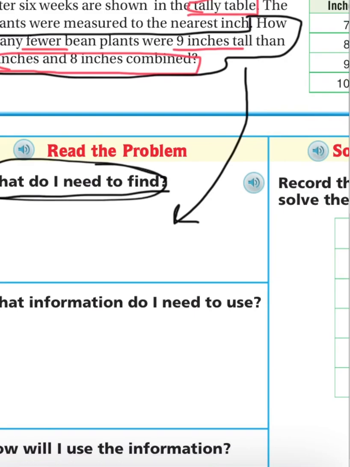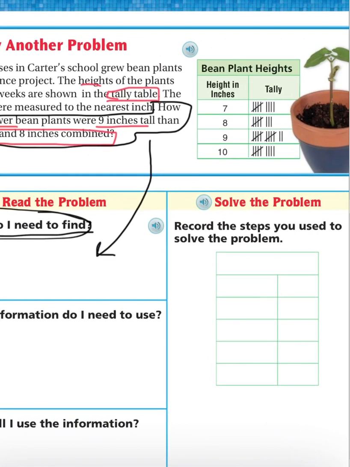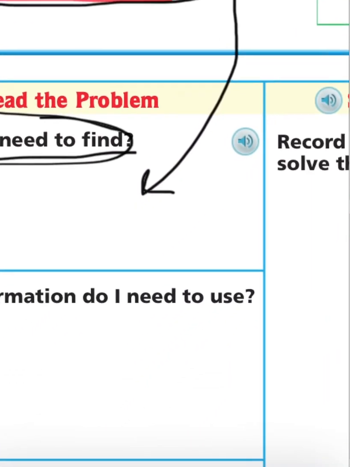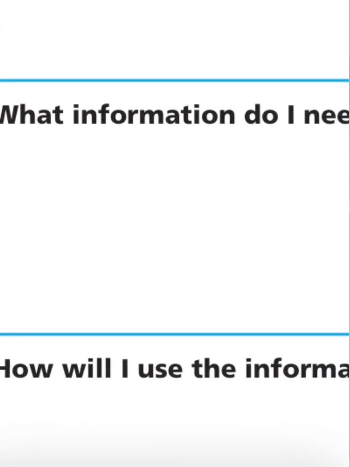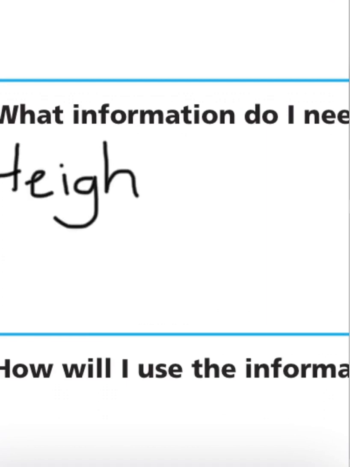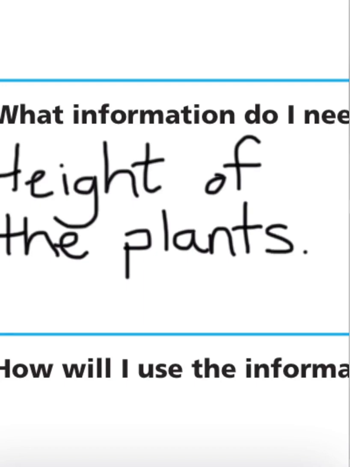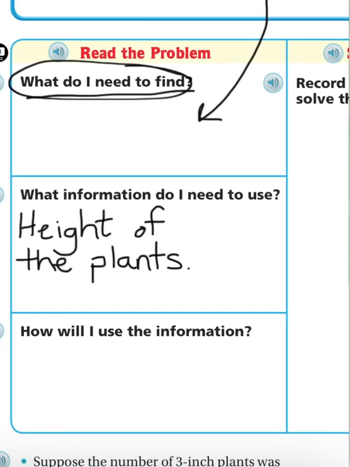What information do I need to use? Well, we need to know the height of the plants, right? That's what we're looking at. So we need to use the information for the height, H-E-I-G-H-T, of the plants. Okay, that's what we're going to use, height of the plants.